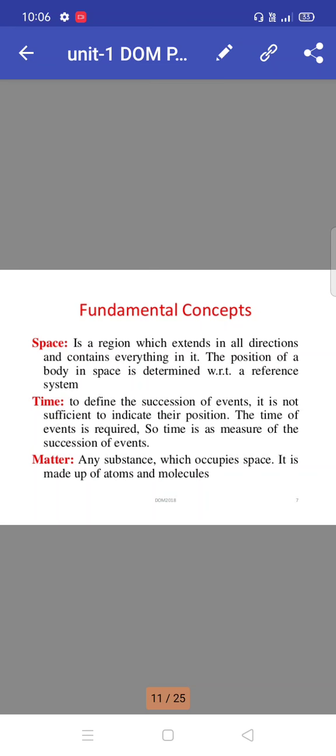And matter. Any substance which occupies space is made up of atoms and molecules. These are the things we learned in our early classes as fundamentals.